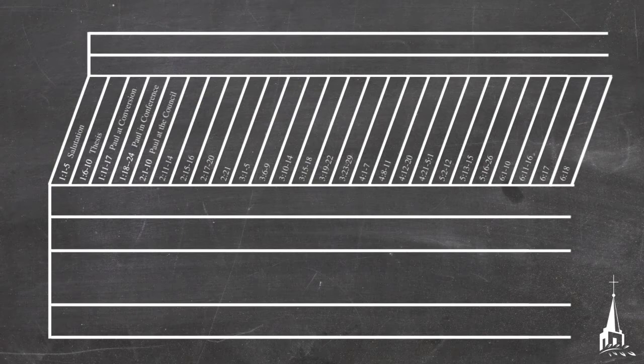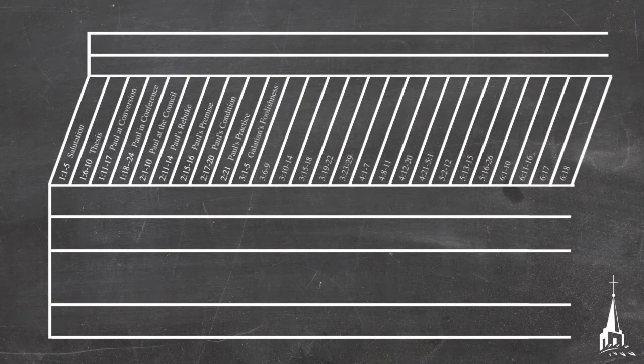2:11 through 14 is Paul's rebuke. 2:15 through 16 is Paul's premise. 2:17 through 20, Paul's condition. 2:21, Paul's practice. 3:1 through 5 is the Galatians' foolishness.